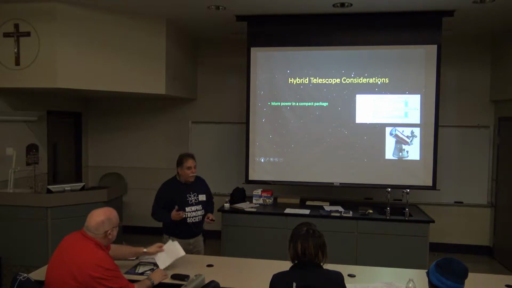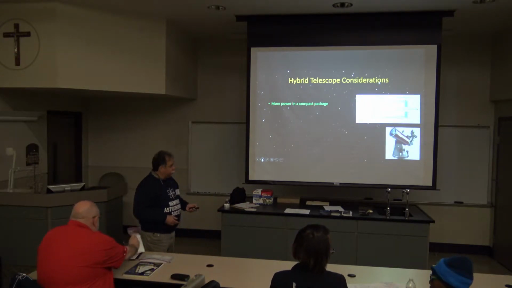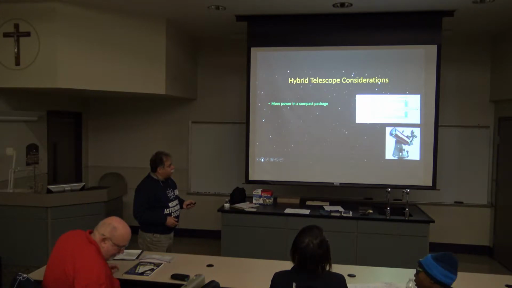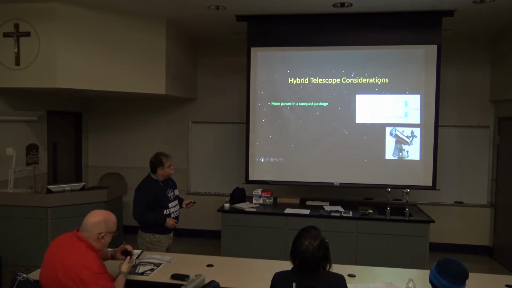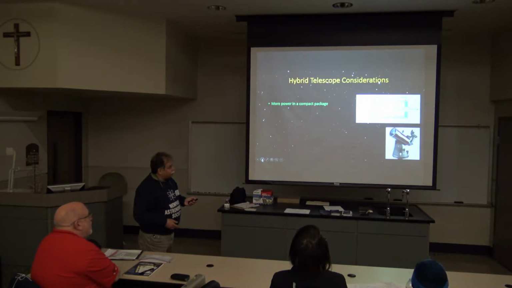Then we come to the hybrid telescopes. And this is a typical Maksutov-Cassegrain. You see, there is a meniscus lens on the front, okay? Then there is a special paint on the back that works as a mirror, and then the light goes all the way to the back.